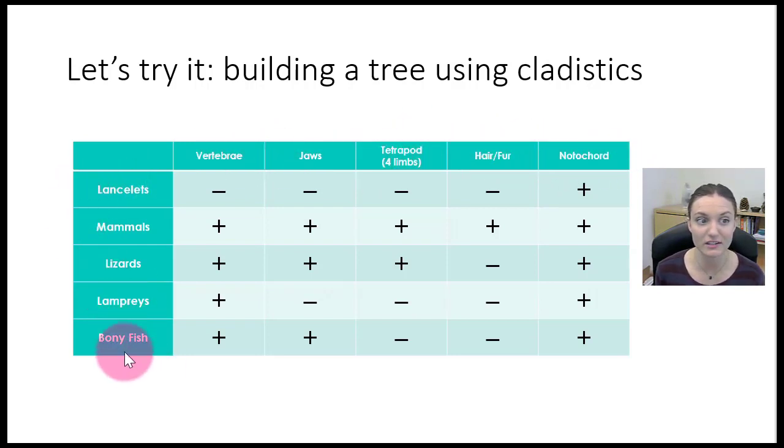These are the lineages, the groups of organisms that we're going to look at: lancelet, mammals, lizards, lampreys, and bony fish. And the way we read these kinds of tables is that typically there's a yes or no, 0, 1, minus, positive. So negative or no or 0 means that they don't have that trait. Positive, yes, or 1 means that they do have that trait, right?